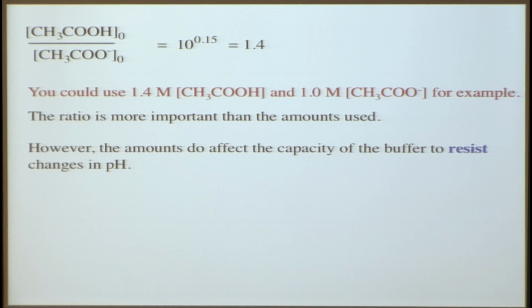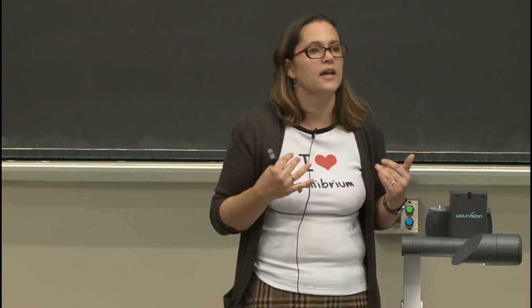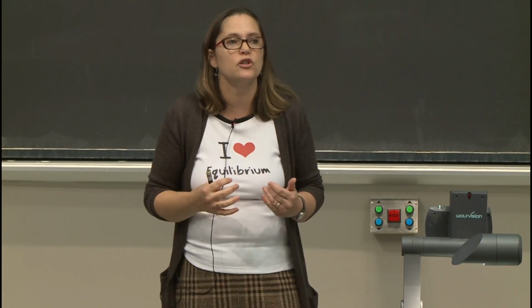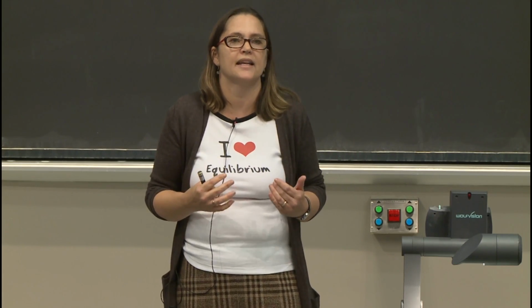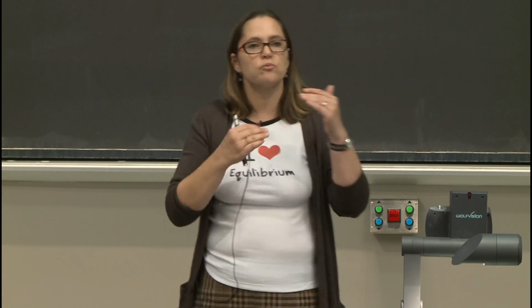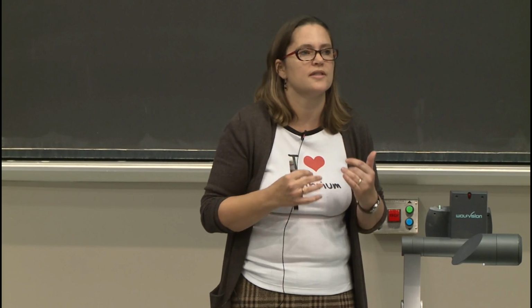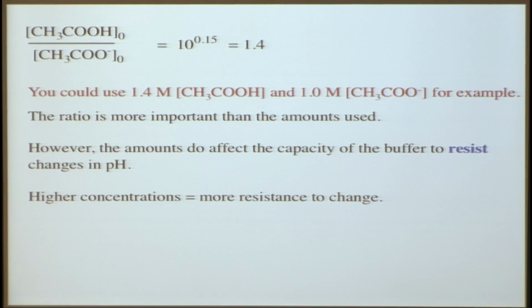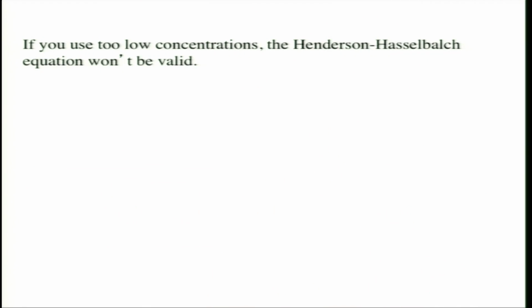And the total amounts are often less important than the ratio. The ratio is very important. But if you go too low in concentrations, then that'll affect what's known as the buffering capacity, which is the ability of the buffer to resist changes. So if it's too dilute and a lot of strong acid or a lot of strong base is added, then it won't be a good buffer anymore. So the ratio is very important. The amounts are important such that you have some resistance to change. So the higher the concentrations, the more resistant to change. And if you use too low a concentration, the Henderson-Hasselbalch equation is no longer valid.